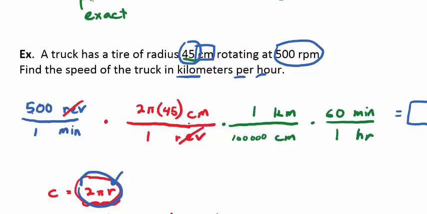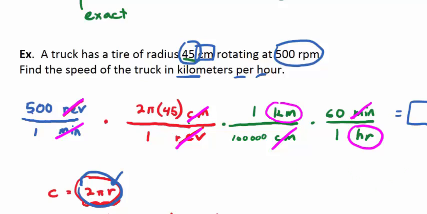So let's do the unit analysis. We've already canceled out the revolutions. We're good there. The centimeters cancel. The minutes cancel, right? So what units are we left with? Kilometers per hour. So we're pretty sure we did it right, aren't we? As long as we can get through the arithmetic here.